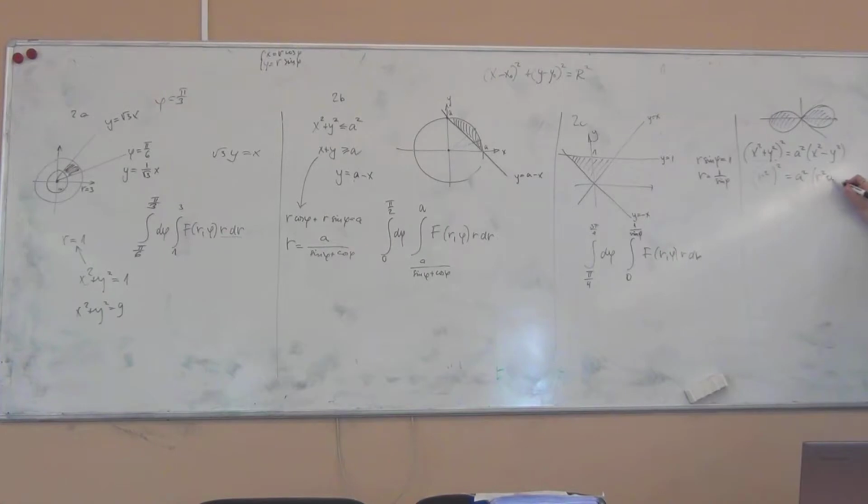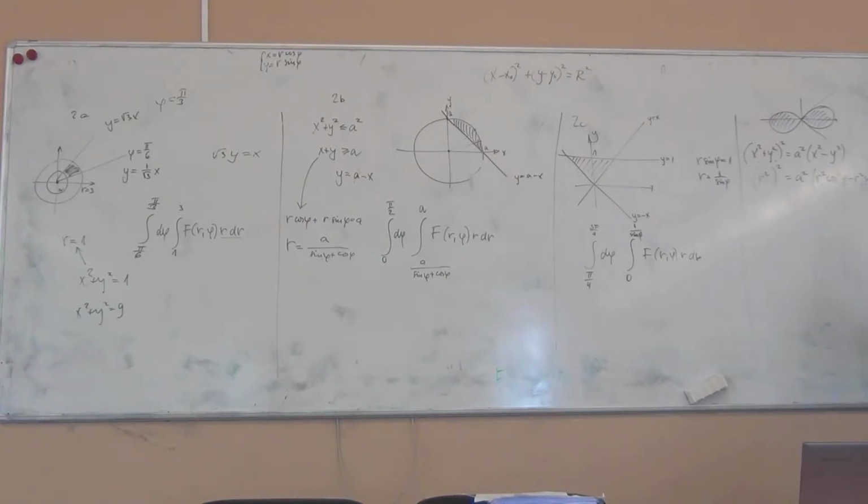r squared cosine squared phi minus r squared sine squared phi. So now we can divide both sides by r squared. So this is r to the 4 divided by r squared, we get simply r squared. On this side we have a squared times cosine squared phi minus sine squared phi. This is a very good trig formula.